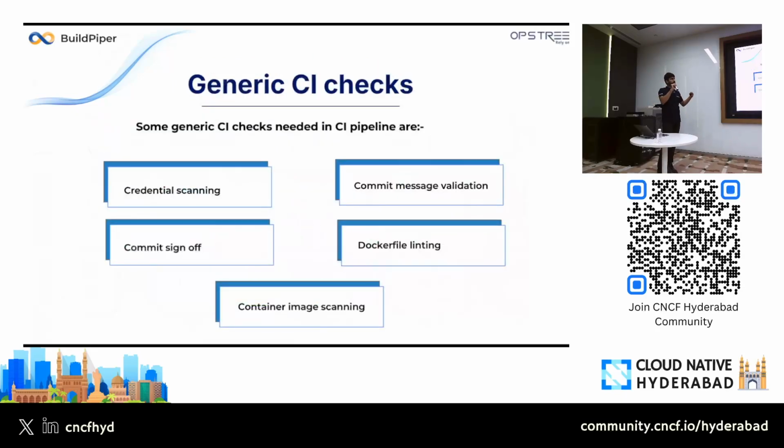Again, we have a few generic CI checks which we can make a template out of. We don't need any application as such for these checks. We can do credential scanning irrespective of what application you're doing the CI pipeline for. We have credential scanning, commit message validation, Dockerfile linting, container image scanning. All of these are the bare minimum that you can have in a CI pipeline.